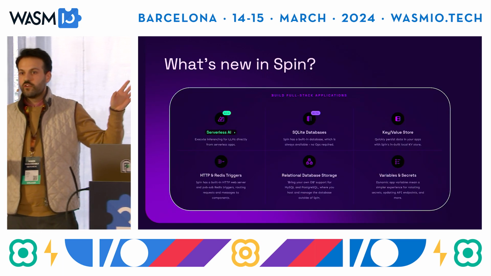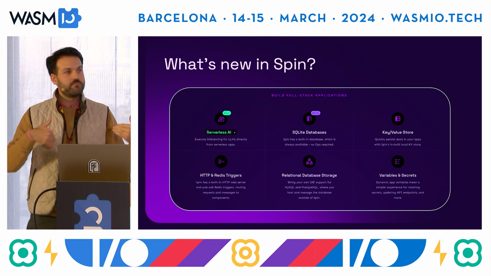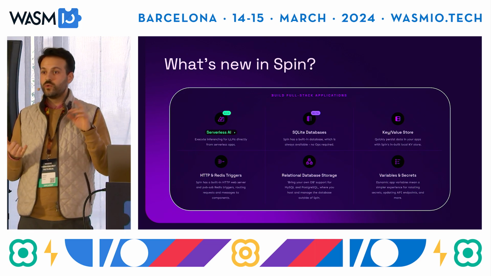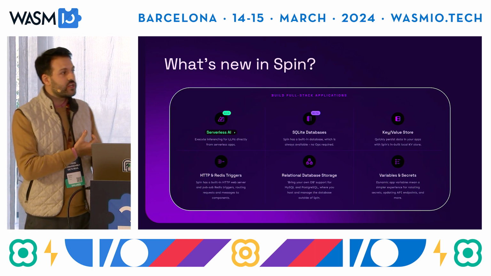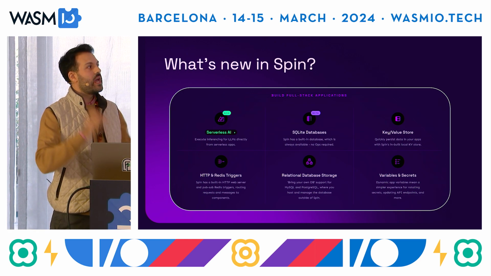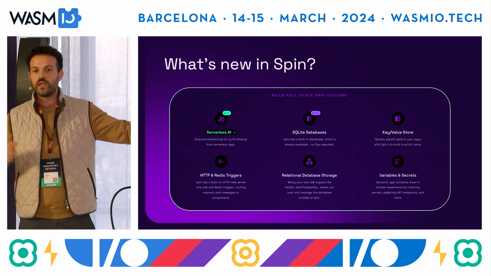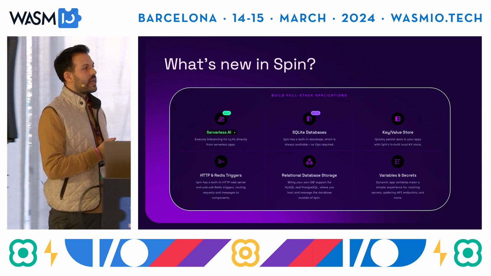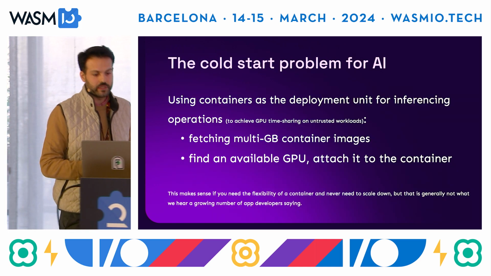Over the last couple of months, we've been adding a bunch of features to Spin. By default, Spin comes with a built-in way to do key-value data. You can do relational data stores. You can do configuration variables and secrets. And one of the things we're going to focus on a little bit today is that you can do inferencing and generate embeddings directly from Spin and WebAssembly.